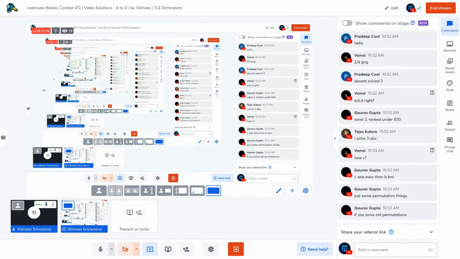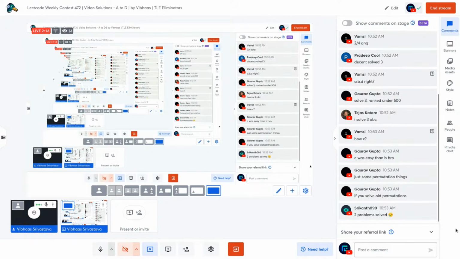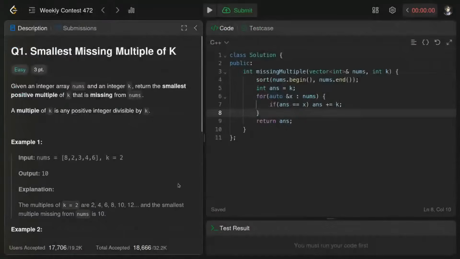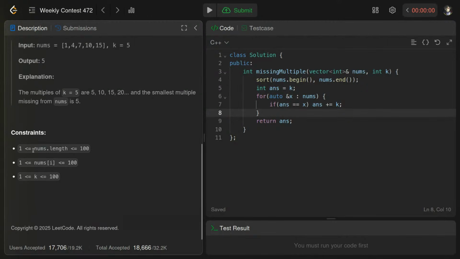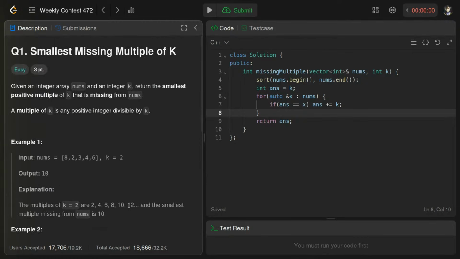Anyways, let's get right into the questions now. A and B, I guess most people solved, so we'll do those quickly. We'll spend more time on C and D. All right. The first question A: smallest missing multiple of K. Given an integer array nums and an integer K, return the smallest positive multiple of K that is missing from nums. A multiple is any positive integer divisible by K. Nums goes up to 100 and K goes up to 100. So obviously the constraints are very small.